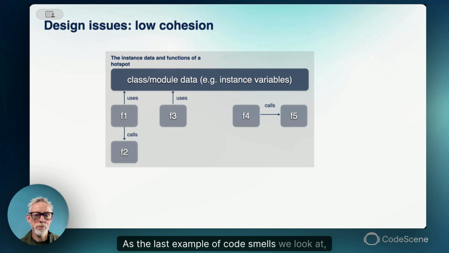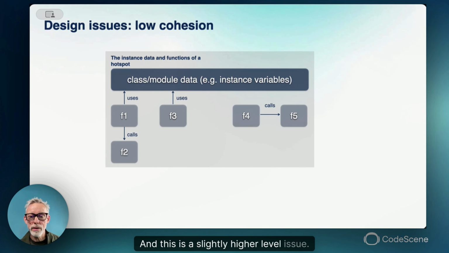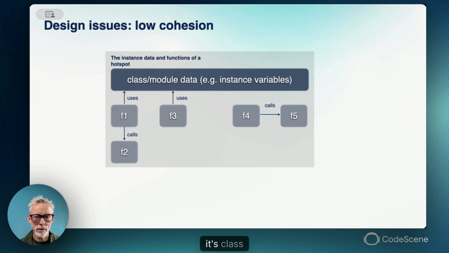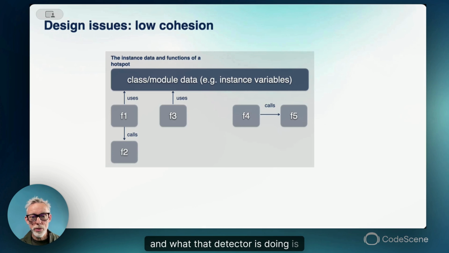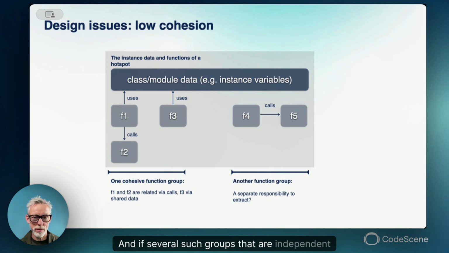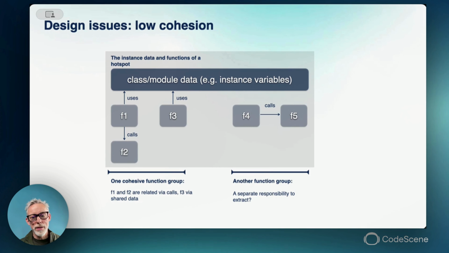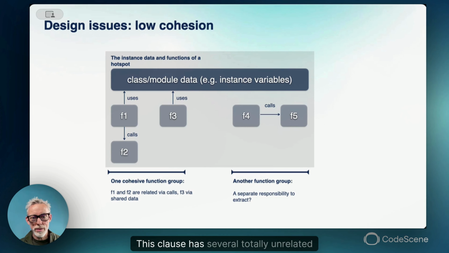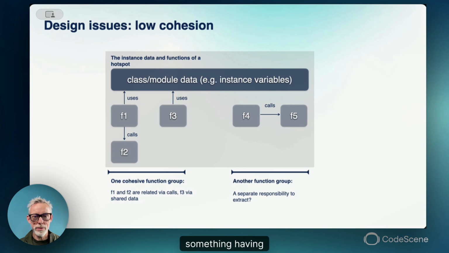As the last example of code smells we look at, let's look at something called low cohesion. And this is a slightly higher level issue. It's not on a single function level, it's class or file level. And what that detector is doing is grouping functions into groups based on what data they access and what other functions they call. And if several such groups that are independent could be identified, that's really a sign that this class has several totally unrelated responsibilities. And that's really what low cohesion means, something having several responsibilities that are unrelated.